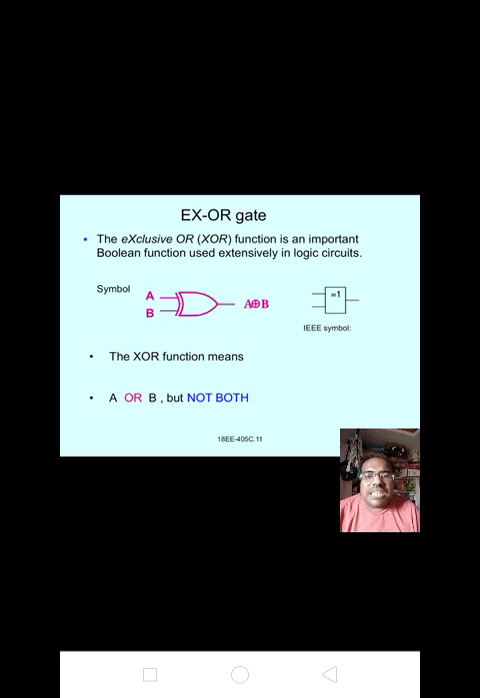The exclusive OR function is an important Boolean function used extensively in logic circuits. A and B are the inputs for the XOR gate. We get the output A XOR B, that is equal to A into B bar plus A bar into B. The IEEE symbol for the XOR gate is also shown below. The XOR function means A or B but not both.